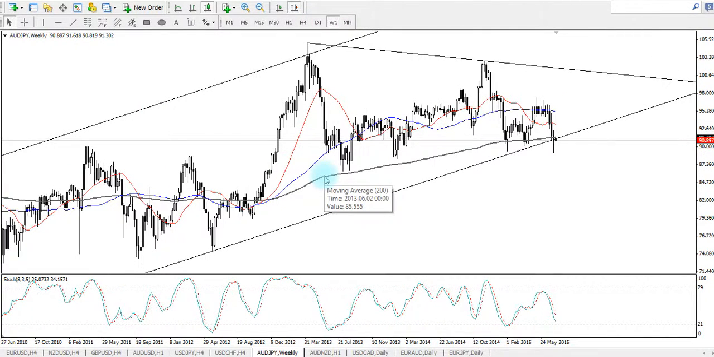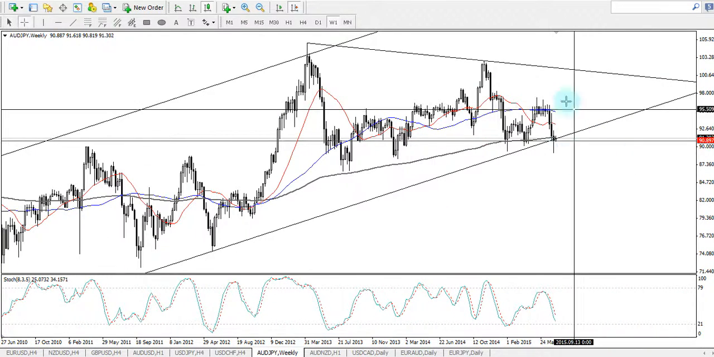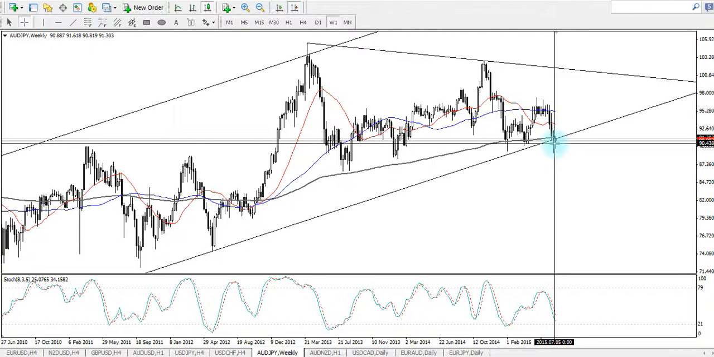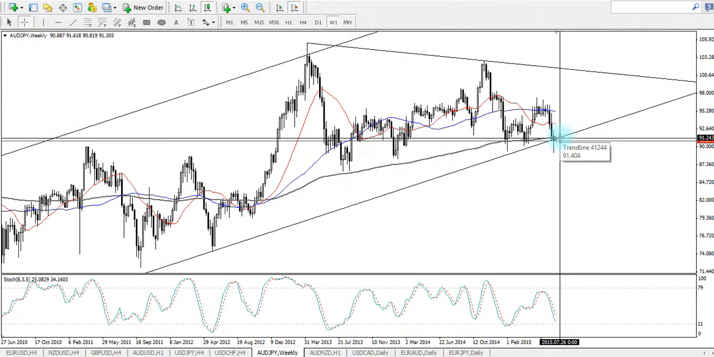Let's come back to the weekly charts. As you can see, there's a rising trend channel, and price is currently seated at the bottom of the rising trend channel. At the same time, somewhere at the 200 moving average, and of course sitting at the support level of 90.89, so that actually gives a signal to go for a long opportunity.